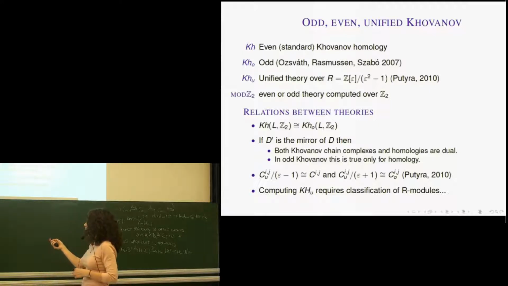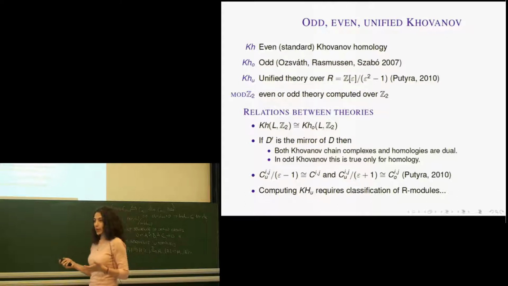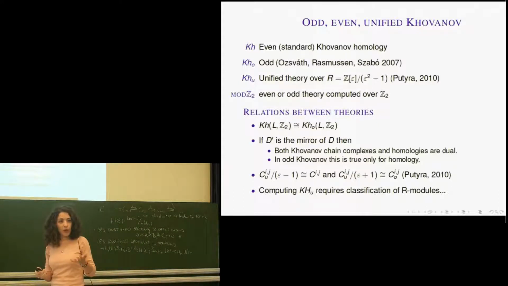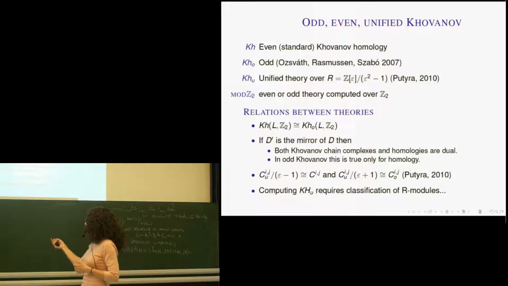Well, Khovanov homology over Z2 is actually the same as the odd homology over Z2. They're not the same when computed over integers. And you can see that, again, because that's my running example, we saw how Khovanov homology of the knot and its mirror are related. That was the last example I did yesterday. So both Khovanov chain complexes and homologies are dual for the standard homology. However, in the odd Khovanov homology, we lose the duality on the level of chain complexes. So somehow this construction messes things up. But on the level of homology, everything works out.